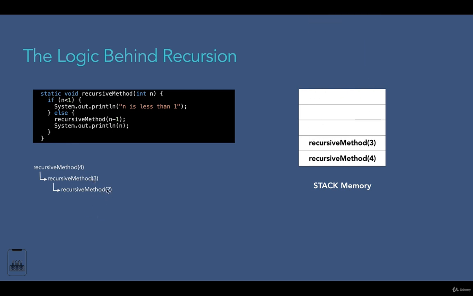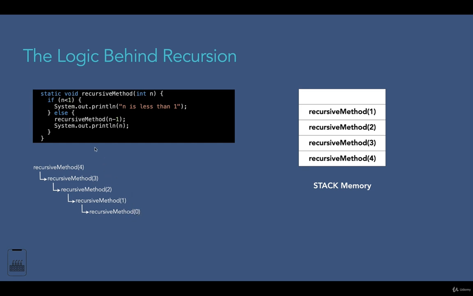Then it continues with the parameter of 2. When it reaches here, it sees that 2 is greater than 1, so it will call itself with the parameter of 1. Here also it needs to remember the previous one, so this will be inserted in the stack memory. Then when we reach 1, we call this method and see that 1 is not less than 1, so the method will be called with the parameter of 0. The method with the parameter of 1 will be inserted into the stack memory because it needs to come back to print out n over here. In this case, n is 1.